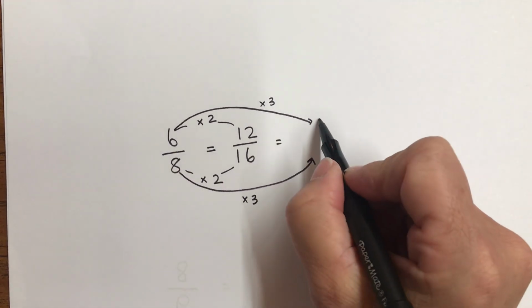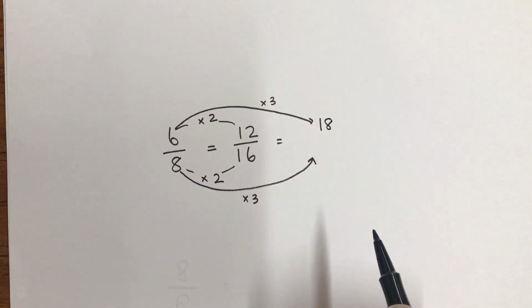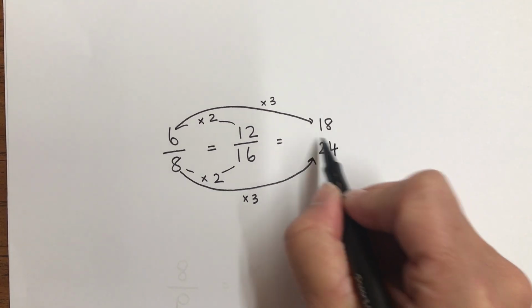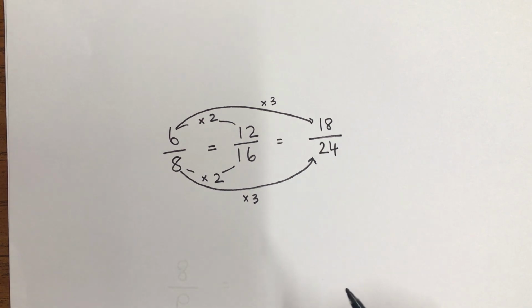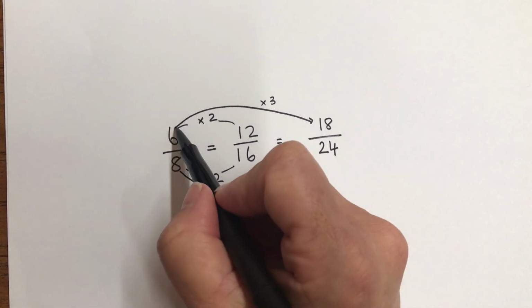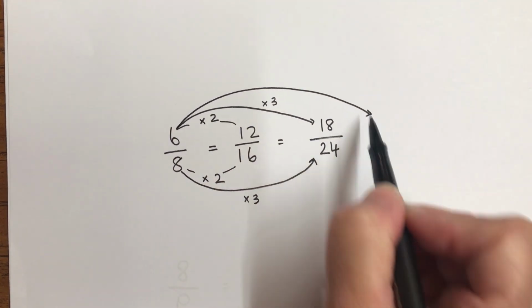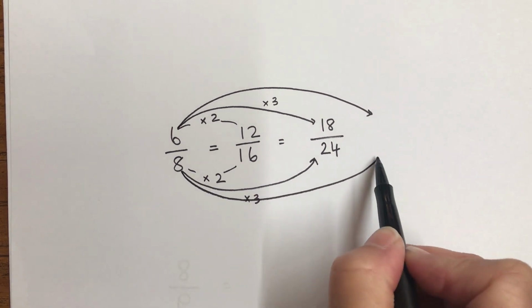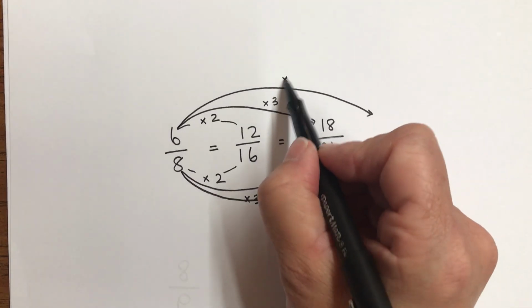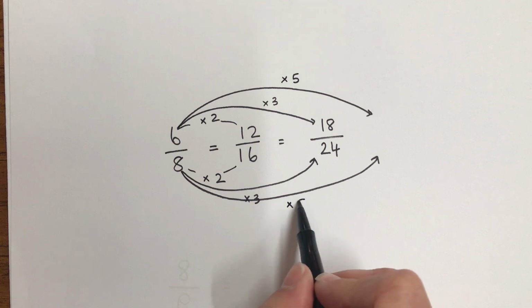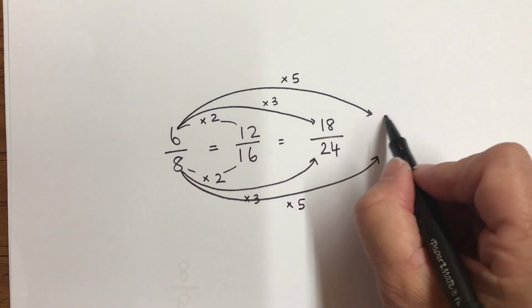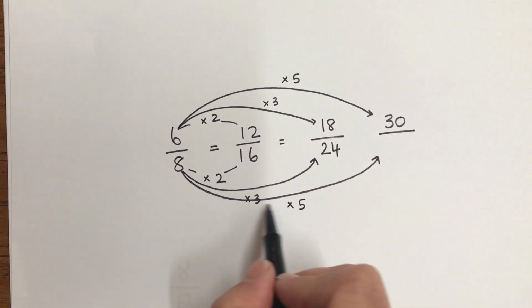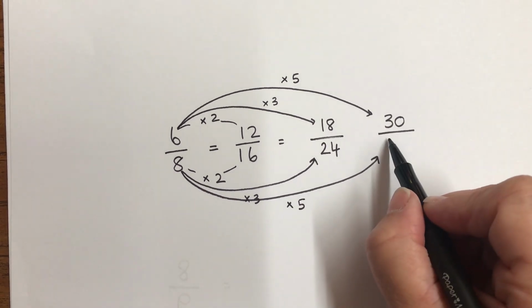So 6 times 3 is 18, and 8 times 3 is 24. So 18/24 is also an equivalent fraction to 6/8. And so on. I can just keep going. So let's do it times 5. 6 times 5 is 30. 8 times 5 is 40.